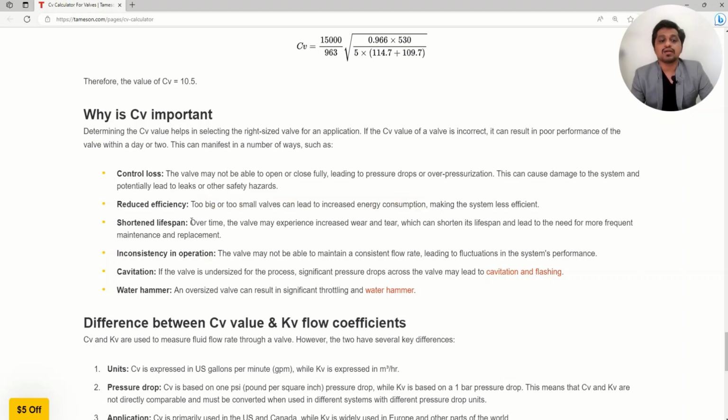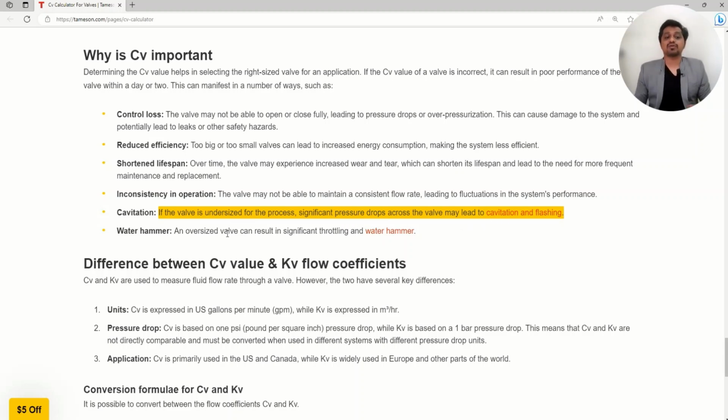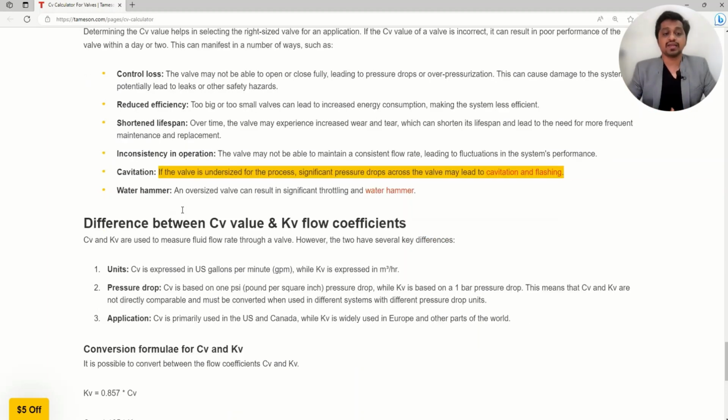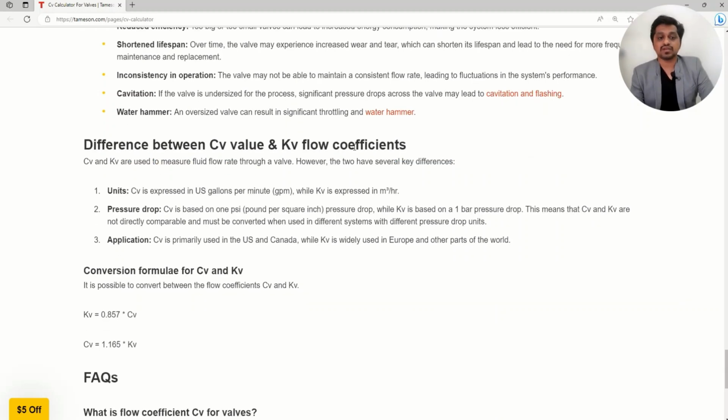The short term lifespan: over time the valve may experience increased wear and tear. Then the inconsistency in operation. Then we have cavitation if the valve is undersized, because of which there will be a higher pressure drop and a phenomenon called cavitation, and the valve will get damaged. So all these things are very important and all are interrelated. Then we have the water hammer effect. If we select an improper valve, then it will cause a problem.